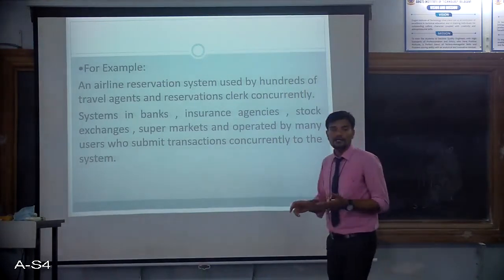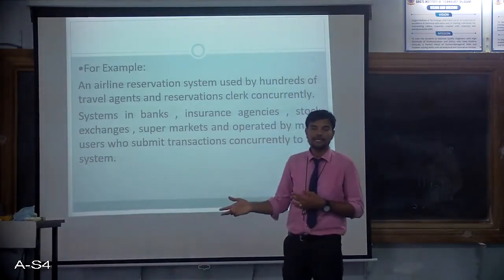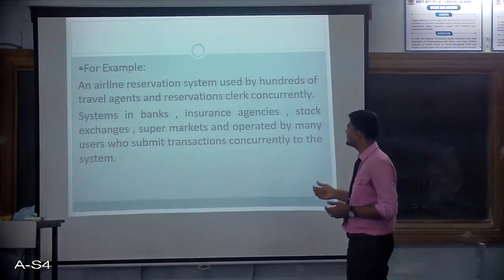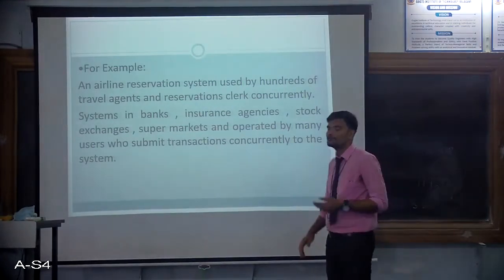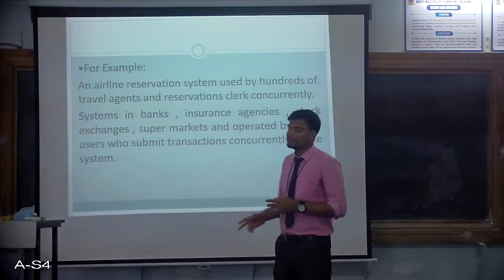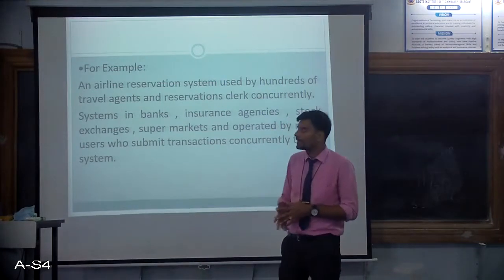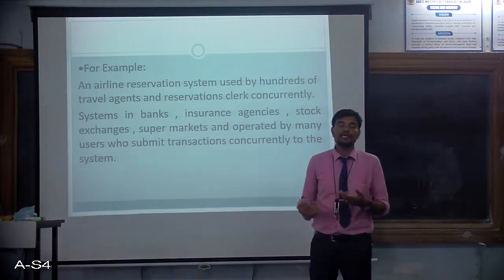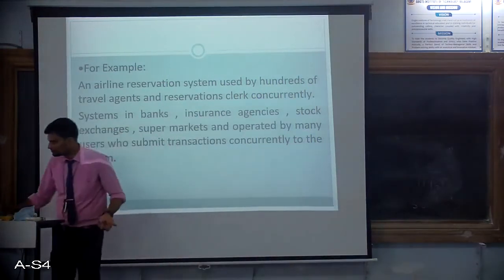Okay, a number of users are accessing the database, as well as many travel agents, and they are trying to access this database at the same time. Systems in banks, insurance agencies, stock exchanges, and supermarkets are operated by many users who submit transactions concurrently to the systems. Considering multi-user DBMS, this is done in many sectors, maybe the banking sector, insurance sector, stock market, or supermarket, where many users are involved and trying to access that database concurrently at the same time. So this is considering multi-user, where many users are involved.